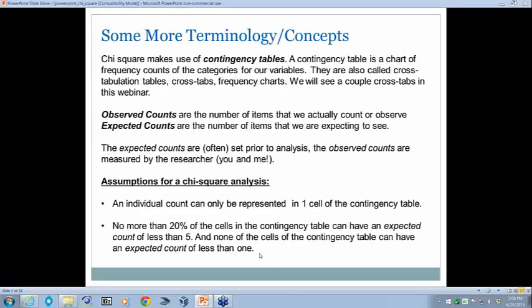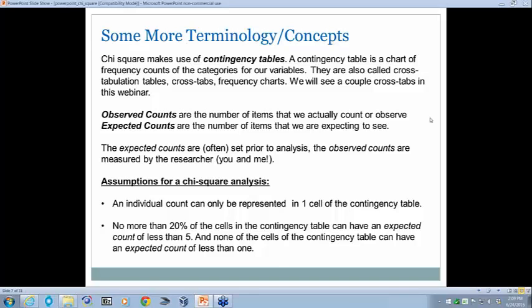We need to know a little bit more of the terminology. Chi-square makes use of something called contingency tables. A contingency table is a chart of frequency counts, the numbers, of the categories for our variables, and you're going to see many of those today. They're also called cross-tabulation tables, crosstabs, frequency charts. We'll see a couple of crosstabs in this webinar.